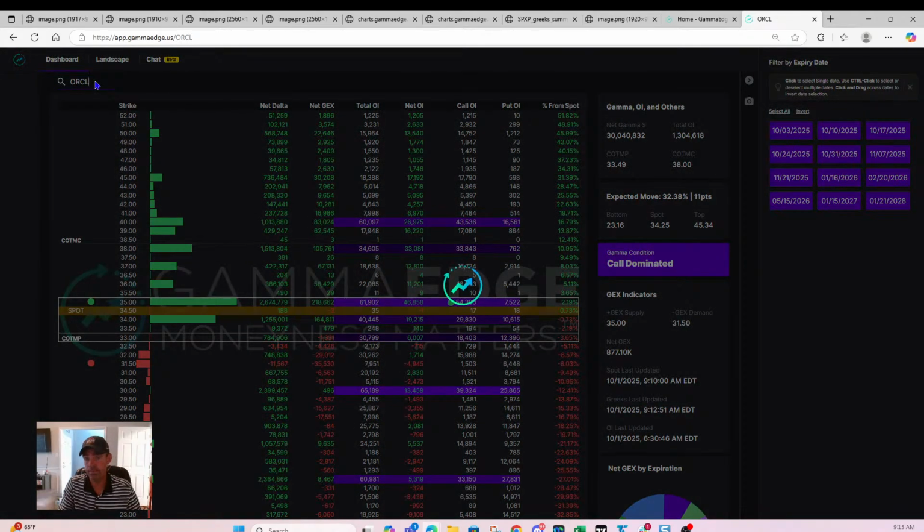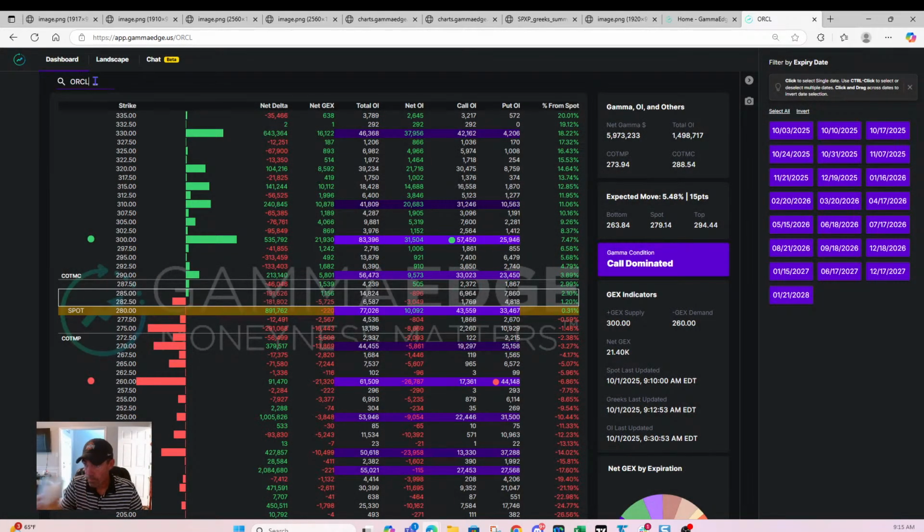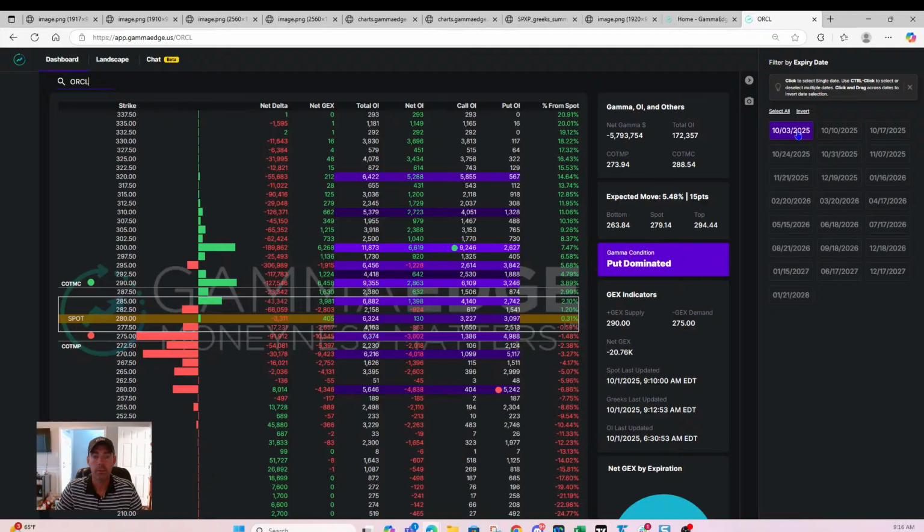Oracle, let's take a look at that one. Call dominated, above middle of spot price. Spot price is below transition though on all expiries. PGEX COI 300. And COTMC 290, PGEX COI 290 and 300. So that'd probably be the upside area that I'd be looking for, 290 to 300.